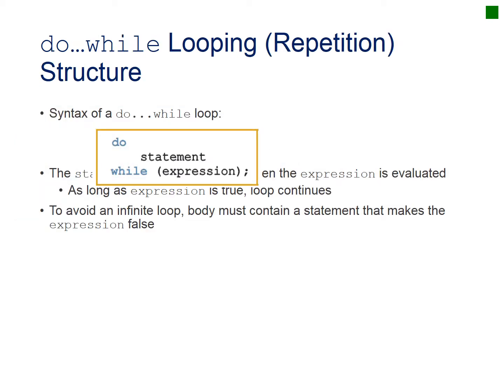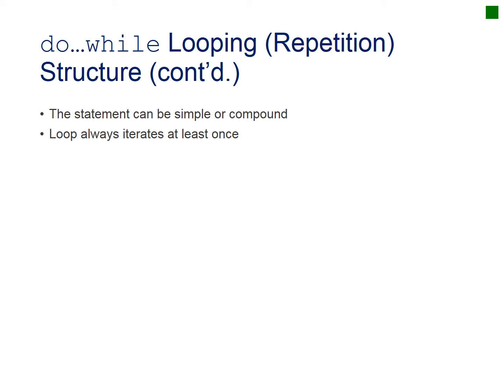Do while looping. The syntax of a do while loop is do followed by a statement, then while followed by an expression, then a semicolon. The statement executes first, and then the expression is evaluated. As long as the expression is true, the loop will continue. To avoid an infinite loop, the body must contain a statement that makes the expression false. The syntax can be simple or compound. Loops always iterate at least once.